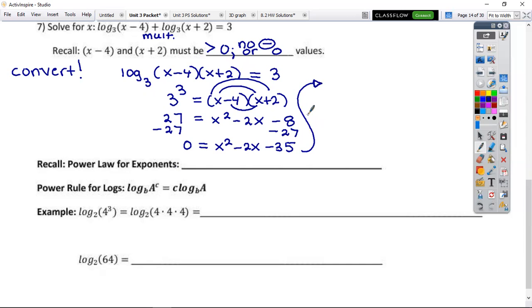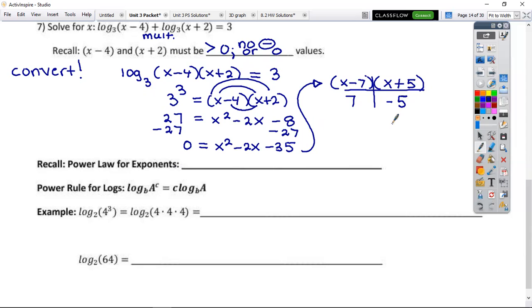So we need these to multiply to be negative 35, add to negative 2. Negative 7 and, yeah, good, positive 5. And then you're going to t-chart, and then you're good. So your possible answers are a 7 and a negative 5. And now you want to check these and see if these are going to work or not.